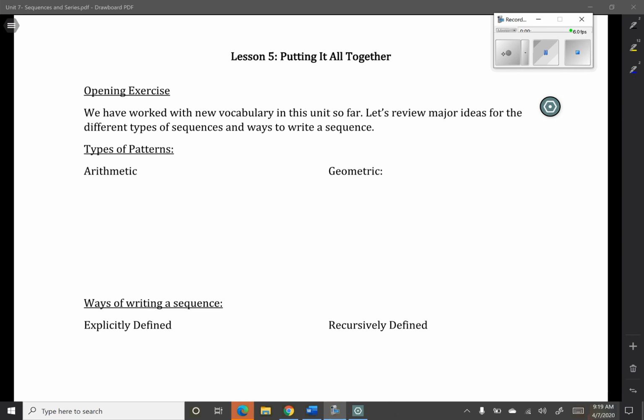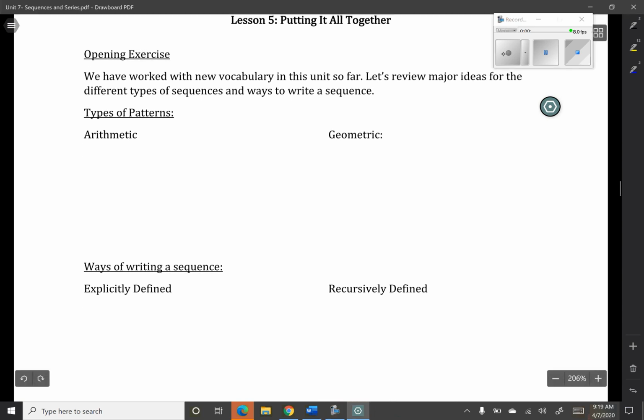All right, everybody, welcome to the video here for lesson number 5. So in today's lesson, we're kind of putting everything together. We learned a little bit about arithmetic sequences, geometric sequences, and recursive sequences, so we're just able to essentially look at everything all together. The opening exercise is kind of just a review of everything we've done so far.